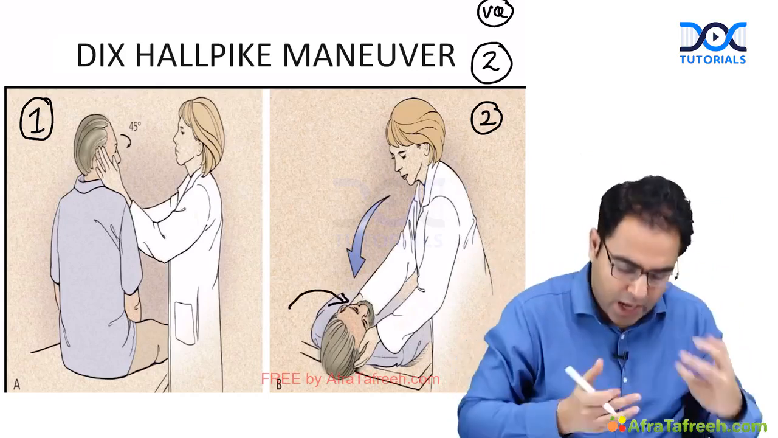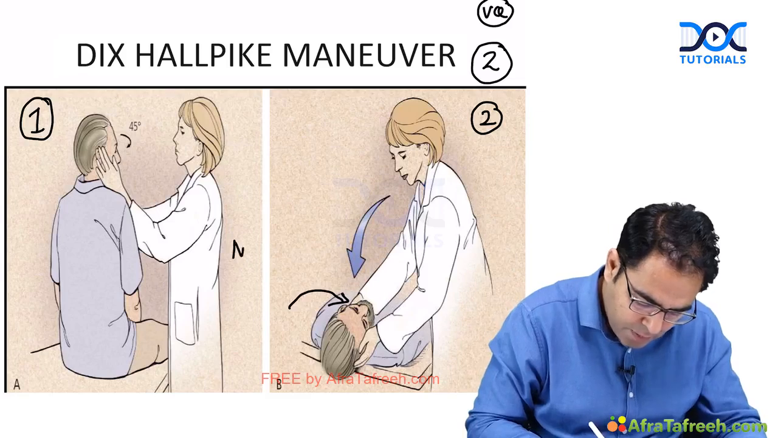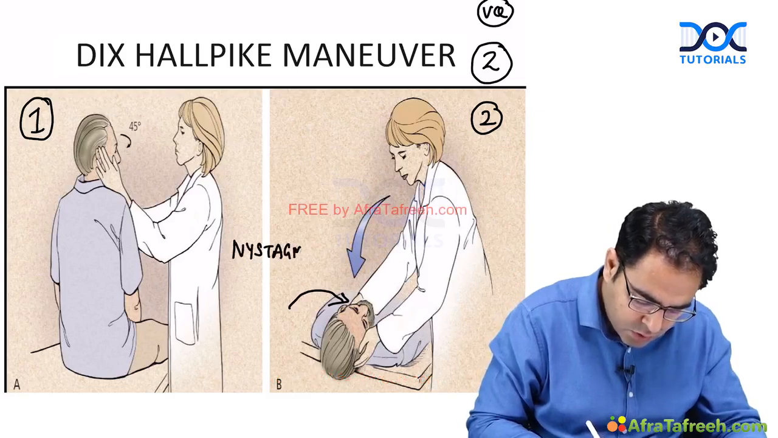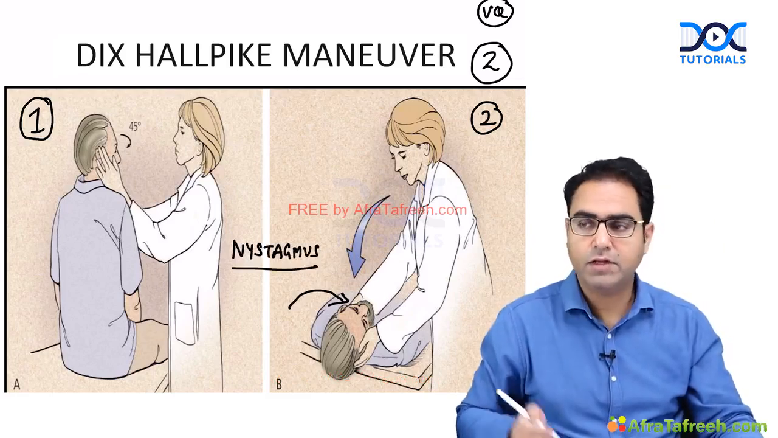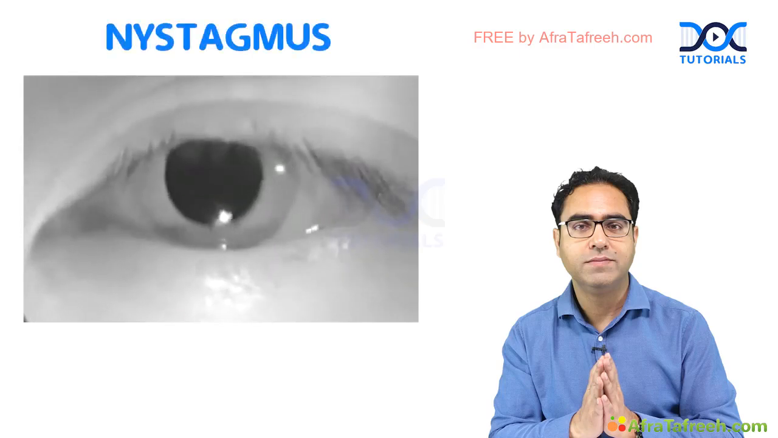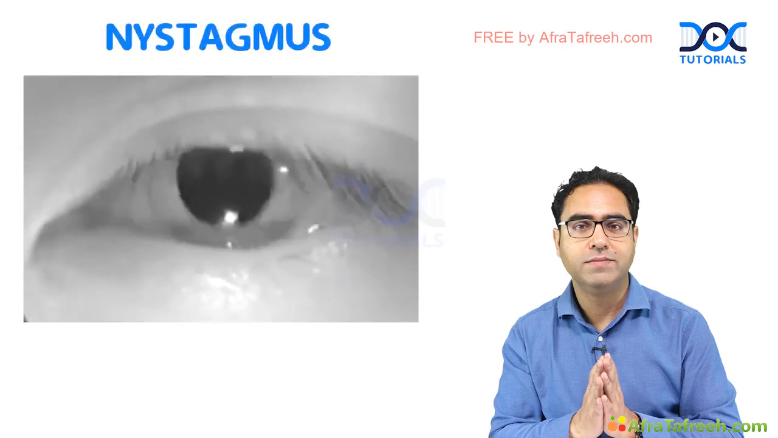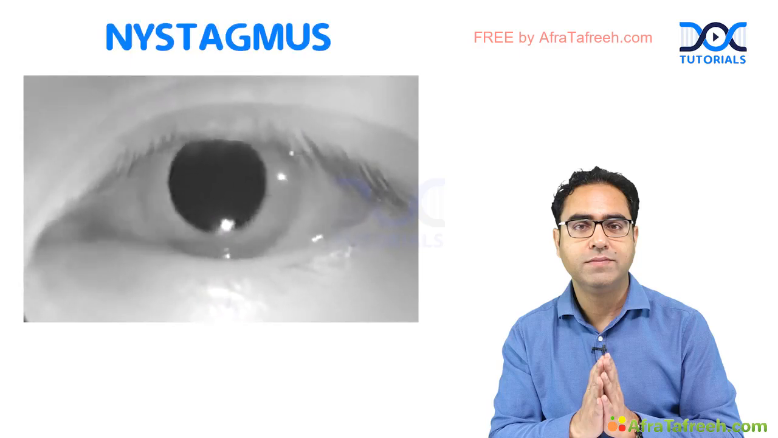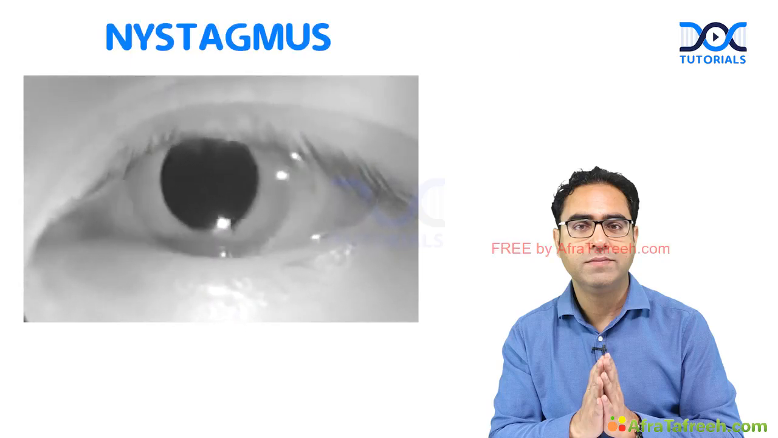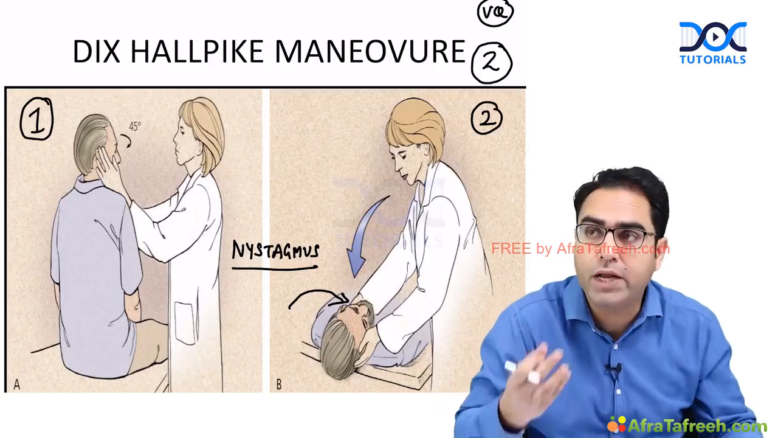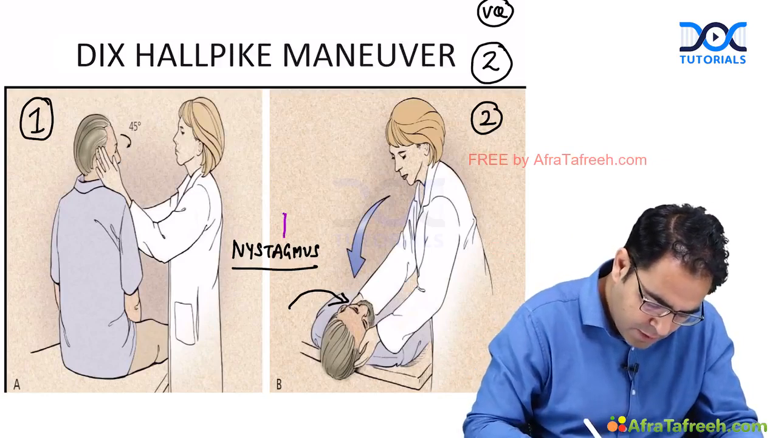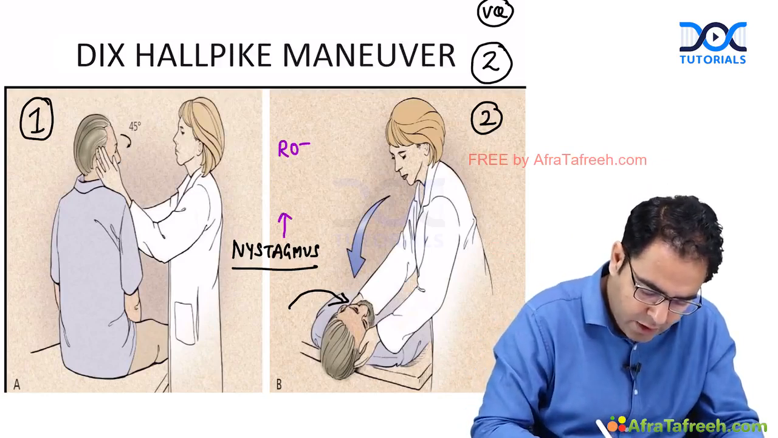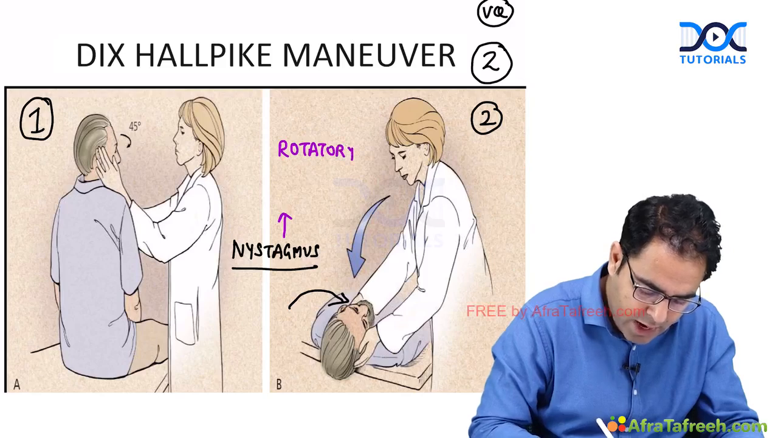When you bring the head suddenly down, if the disease is positive, the patient will show nystagmus. See the nystagmus, beta. So there will be vertigo, yes, and there will be nystagmus also. Now this nystagmus will be rotatory and geotropic.